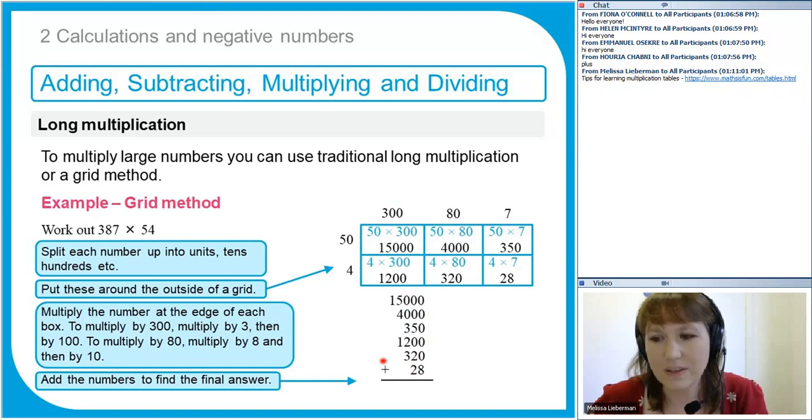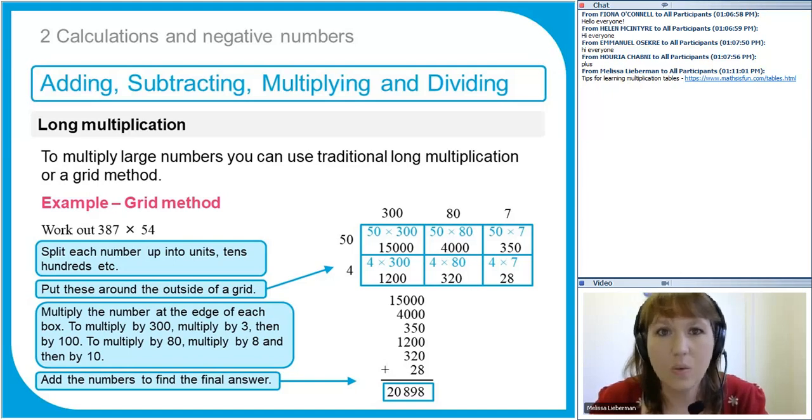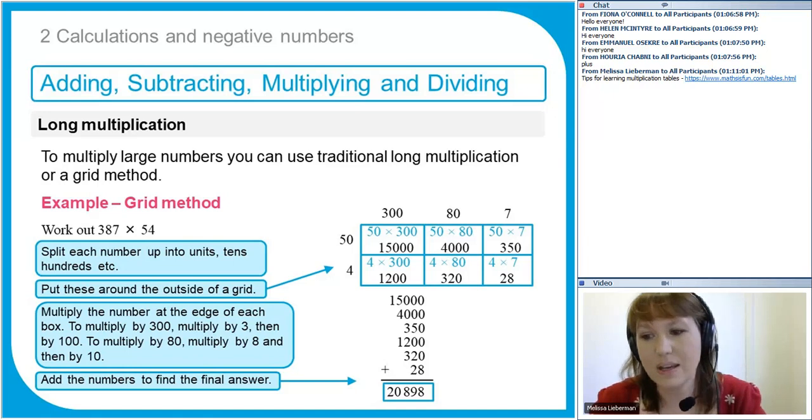So if we add all of these together, go through the units first, then the tens, then the hundreds and the thousands, we get exactly the same answer. And you can check it on your calculator. So if you want to practice lots of these, you could make up some questions, work them out, and then check them using your calculator. You get 20,898.